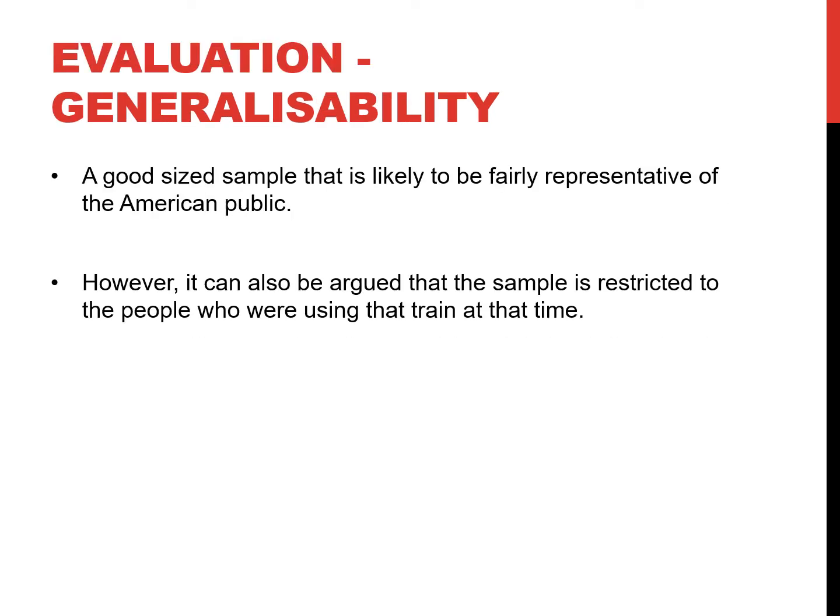For the generalizability of the sample, as you know, it's quite a big sample, 4,450. So it's a good size sample, fairly representative of the American public. So it can be generalizable because the sample is big, but it can also be argued to have a restricted sample, because you can argue that it's only generalizable for people who are using the train at that particular time. Okay, because there are some American public that did not use public transport, which is the train.